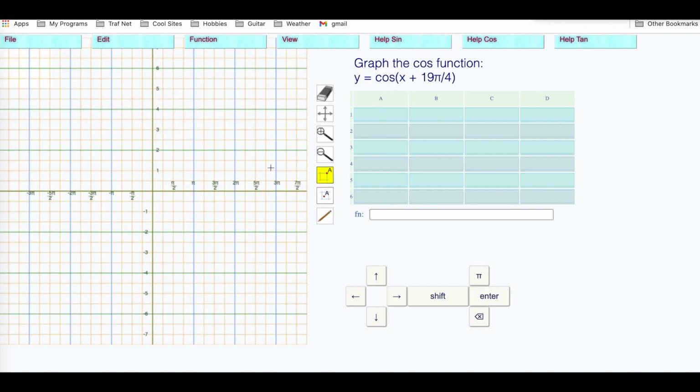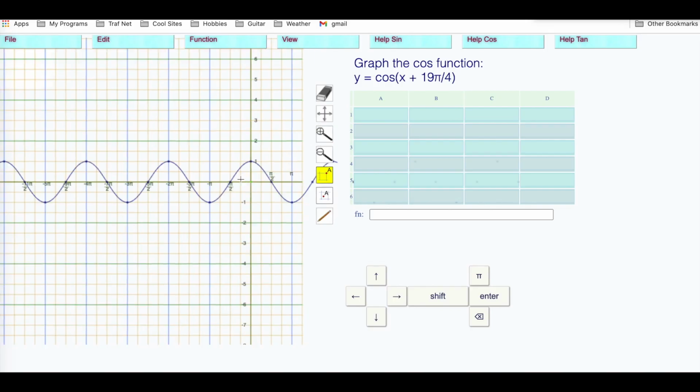19 pi over 4. My h is minus 19 pi over 4. Drag that back over here. Click here. This is 20 pi over 4, so 19 pi over 4 is here. I'm just going to grab this. This is just like the point here. This would be the point that I'm going to drag back to 19 pi over 4 like that. Doing that is still the same answer.